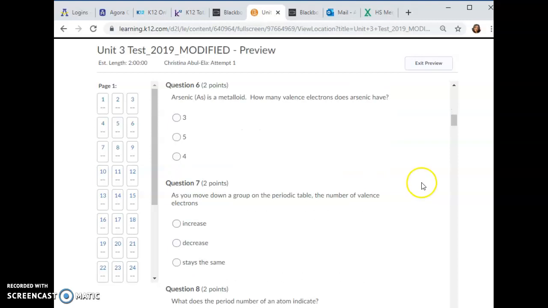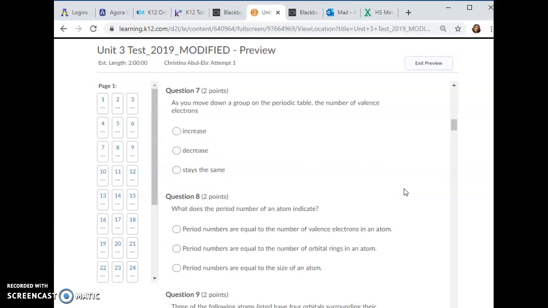Question 6. Arsenic is a metalloid. How many valence electrons does arsenic have? 3, 5, 4. Question 7. As you move down a group on the periodic table, the number of valence electrons increase, decrease, stays the same.